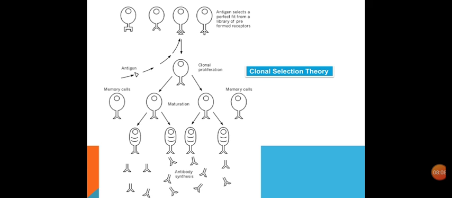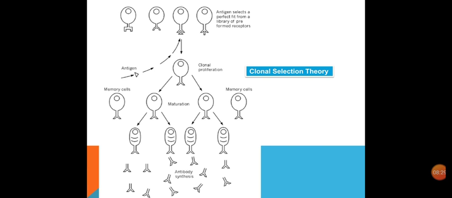Here, the clonal selection theory, according to Burnet: antigen selects a perfect fit from a library of preformed receptors. Here is the antigen. Then the B cells become activated. They begin to proliferate.